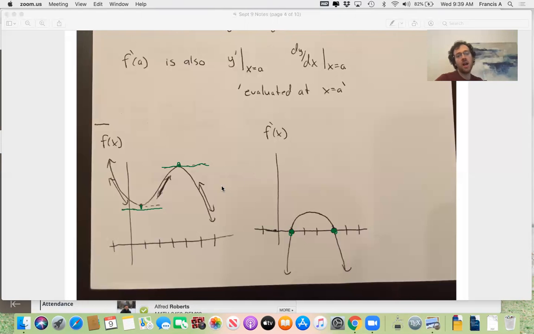Okay. And so those are good points to start with, because finding horizontal tangent lines is something which, those are a little more easily identifiable. These points where the graph is sort of flat.